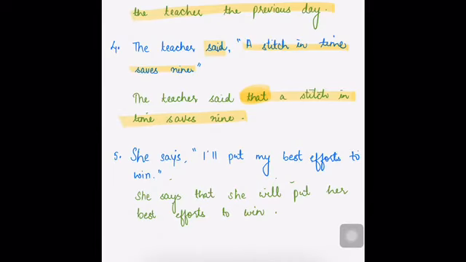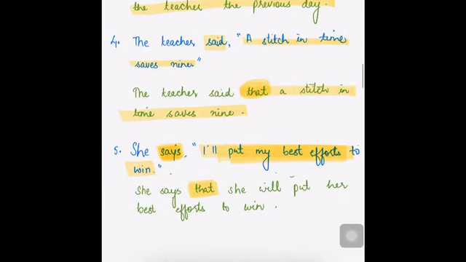Now the next example: she says, "I'll put my best efforts to win." Now see, because this is in present tense, we will not change the tense of the reported speech. So she says that she will put her best efforts to win. There is no change of the tense. Why? Because the reporting verb is in present tense, and if it is in present or future tense, we will not change the tense of the reported speech. I hope that it is clear to you.